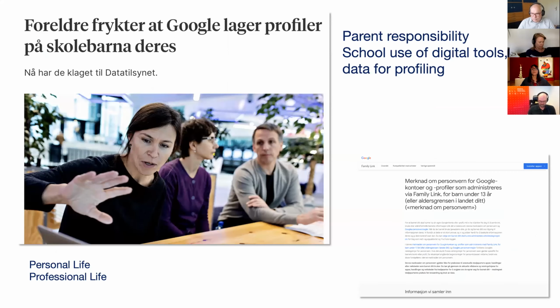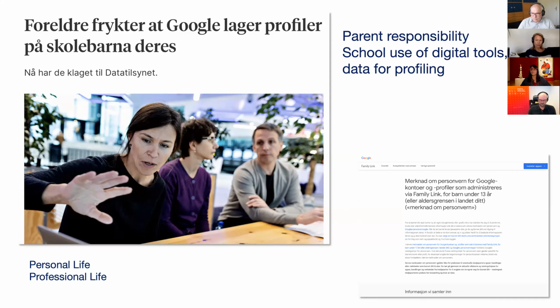We also have parents' responsibility where it's related to the school use of digital tools, and they're afraid that the data is being used for profiling. So here we have one parent group that is refusing to let their children use Google, and you have these Google pages that are probably 13 pages long that explain data literacy and what it's about.